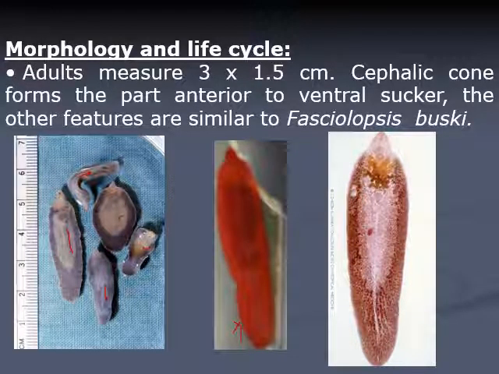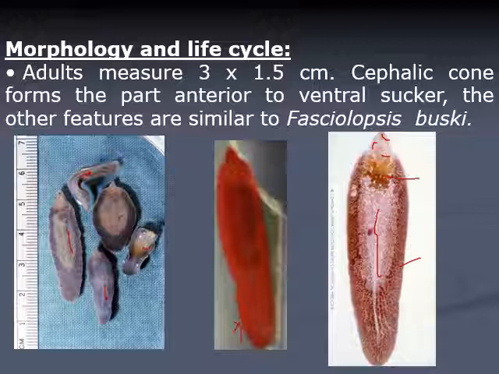This is a colored diagram for the worm. Here is the ventral sucker. Here is the oral sucker, and this part shows the branched intestinal ceca. This is the vitelline glands, and testes are present here. Uterus is the dark convoluted one, and the ovary is present here in this area.